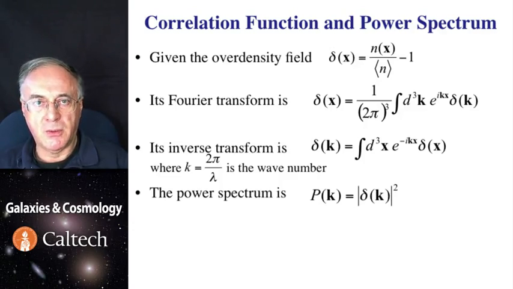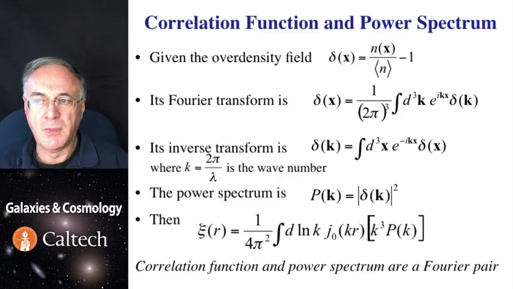Now recall the value of the two-point correlation function expressed from the density field, the expectation value of it. In other words, this is exactly what it is. So the correlation function is a transform of the power spectrum. Power spectrum and correlation function are a Fourier pair. They're completely equivalent to each other mathematically.